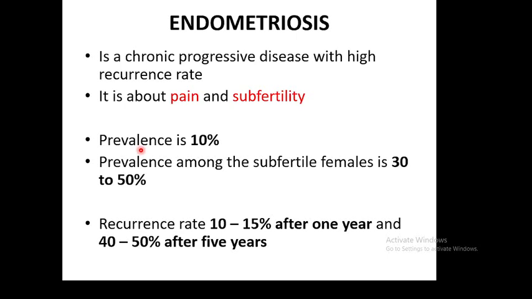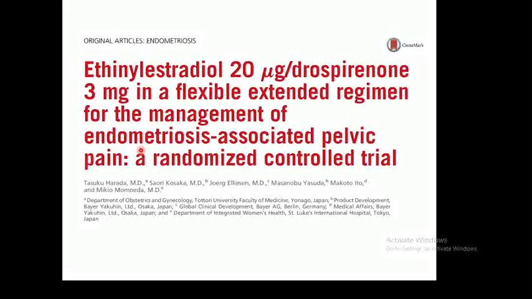We talk endometriosis in terms of pain, maybe cyclical dysmenorrhea, or if the disease has progressed, which leads to chronic pelvic pain and pain while having sex, dyspareunia, and the other entity, subfertility associated with endometriosis, which is very difficult to treat. Prevalence is 10%, and in the subfertile female group it is even up to 30 to 50%. The problem is the chronic progressive nature and very high recurrence rate.